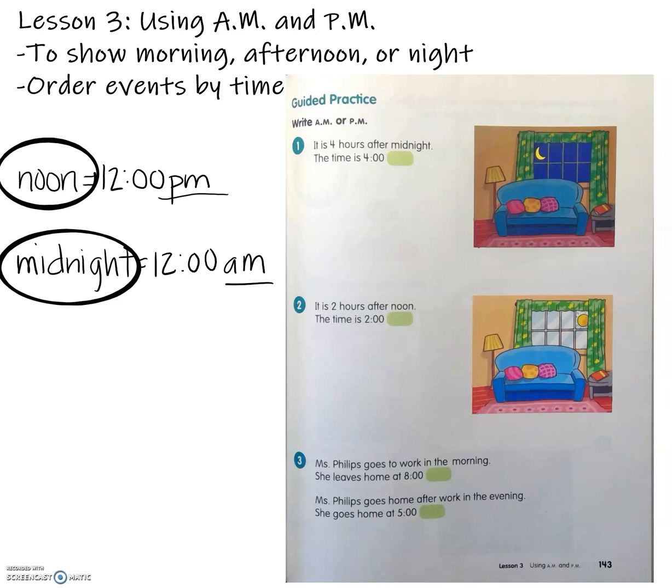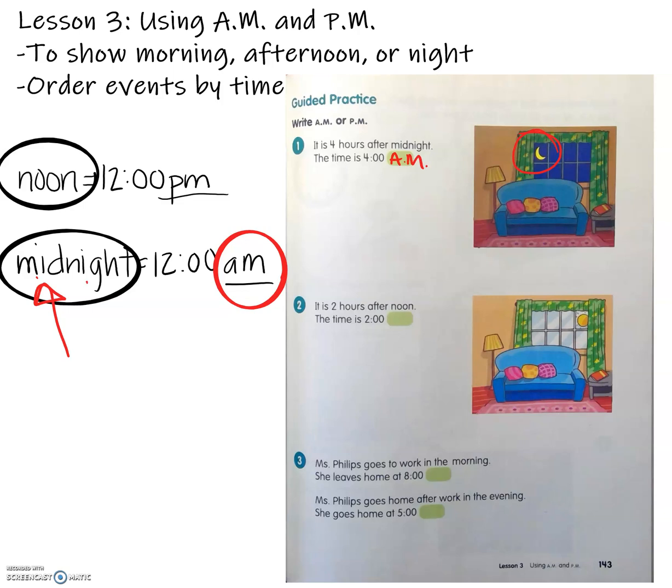So let's take a look at these examples here. It says guided practice. Write AM or PM next to each of these questions. Number 1 says, it is 4 hours after midnight. The time is 4 what? I can see here in this picture that there is a moon. It is dark outside, so this is in the middle of the night, which is why it's called midnight, actually. And midnight is the start of the morning. So I know if it's 4 hours after midnight, it has to be 4 a.m.